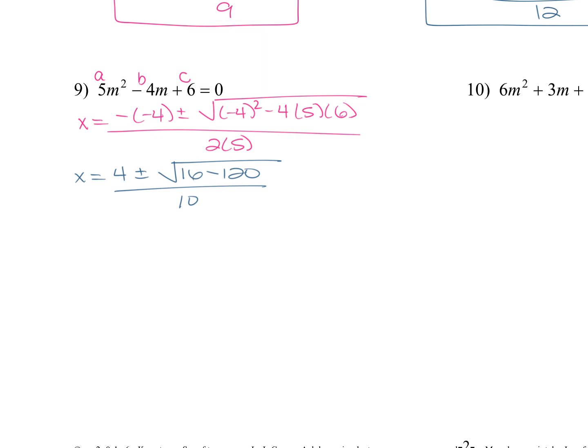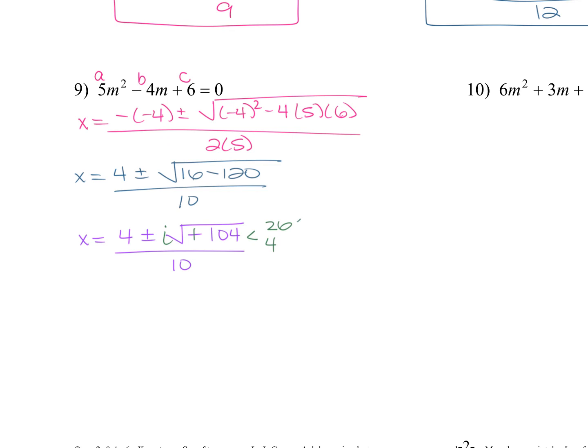From here you have 120 and 16 underneath that radical. So they subtract and they give you 4 plus or minus the square root of a negative 104 all over 10. From here that i comes out. 104 is divisible by 4. It goes in 26 times. 4 goes into 10 twice with 8, so that's 2 left over. 4 goes into 24 6 times.